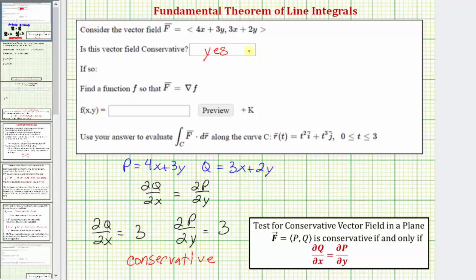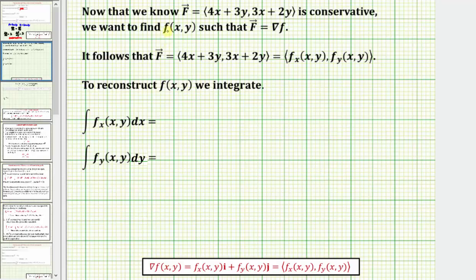Now let's work on determining the potential function. Again, we now know the given vector field is conservative. We want to find little f of x comma y such that the vector field F equals the gradient of f. Remember, the gradient of f would have an x component that's a partial of f with respect to x, and a y component that's a partial of f with respect to y, which means 4x plus 3y must be equal to the partial of f with respect to x, and 3x plus 2y must be equal to the partial of f with respect to y.